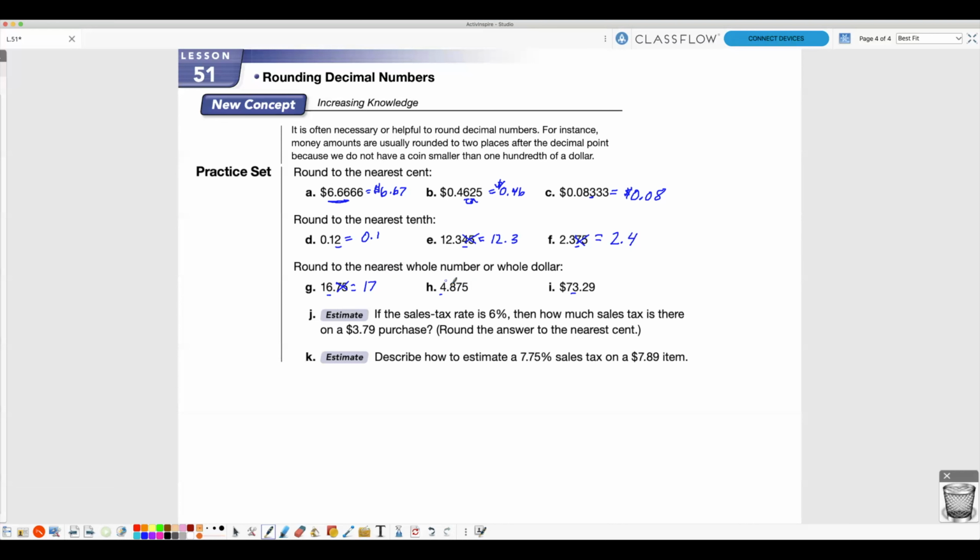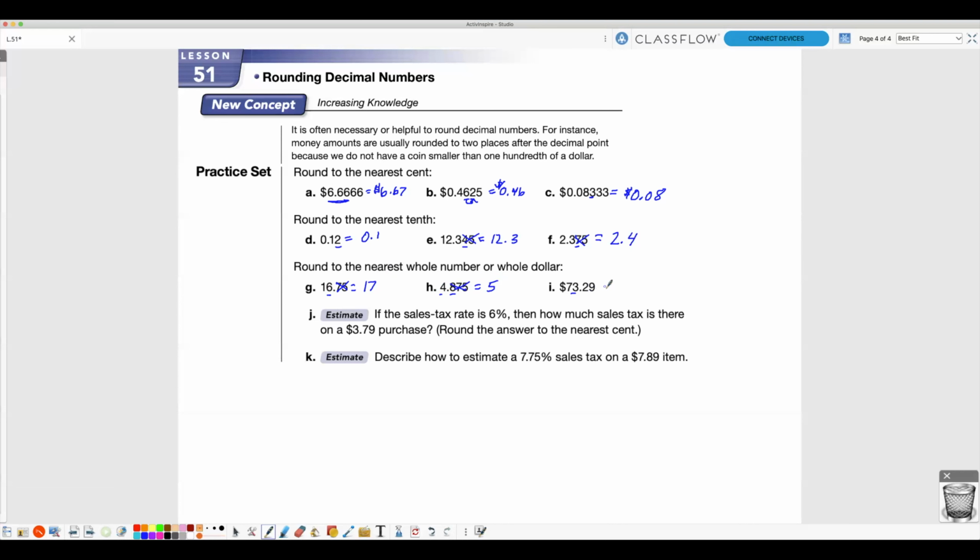Letter H, 4 and 875 thousandths. You should recognize that this is an 8, which is greater than a 5. That means that this 4 needs to be bumped up to a 5, and everything else is dropped behind it.